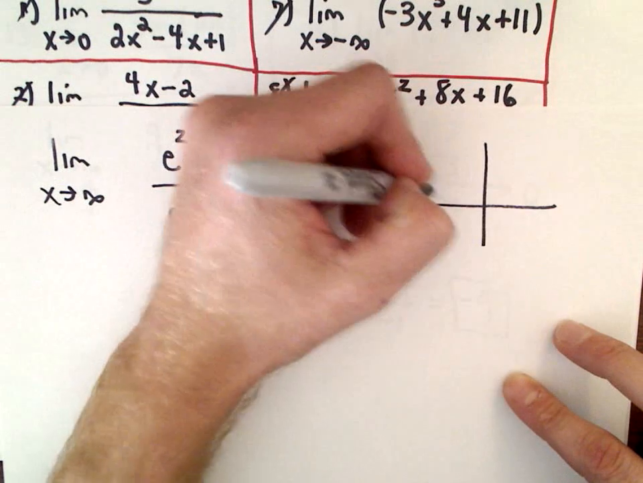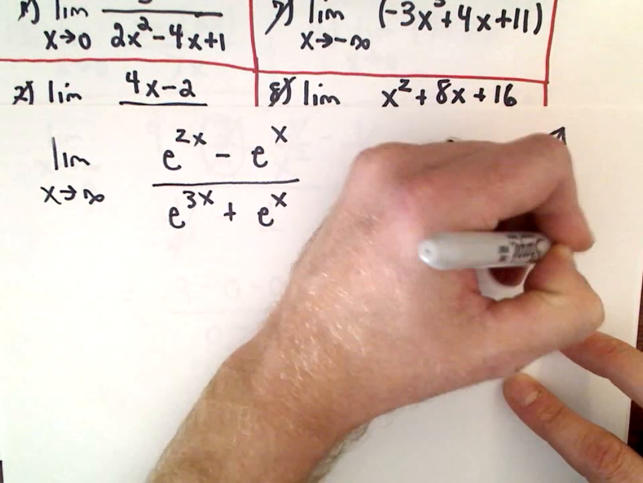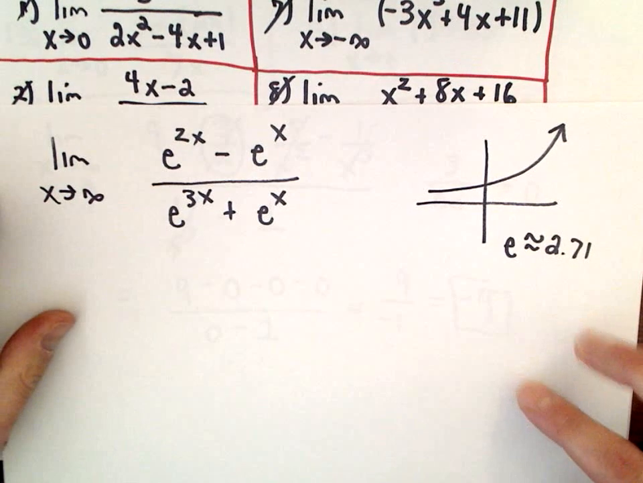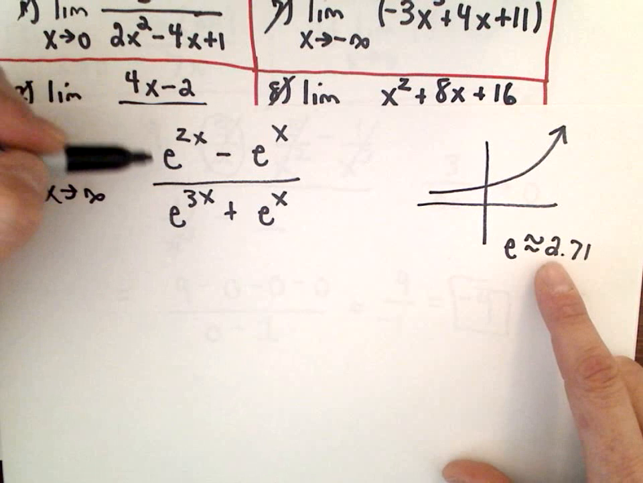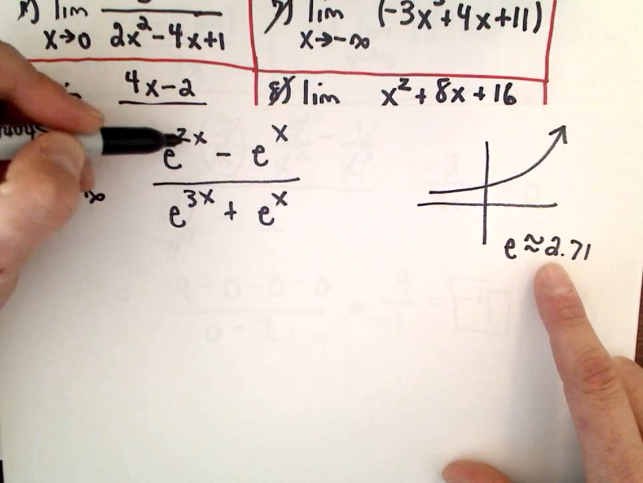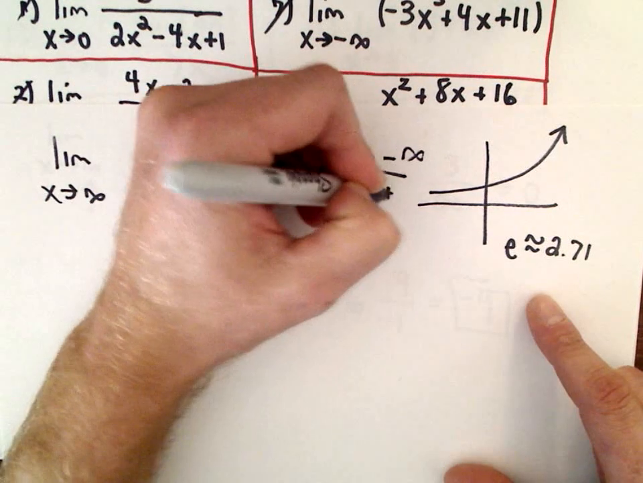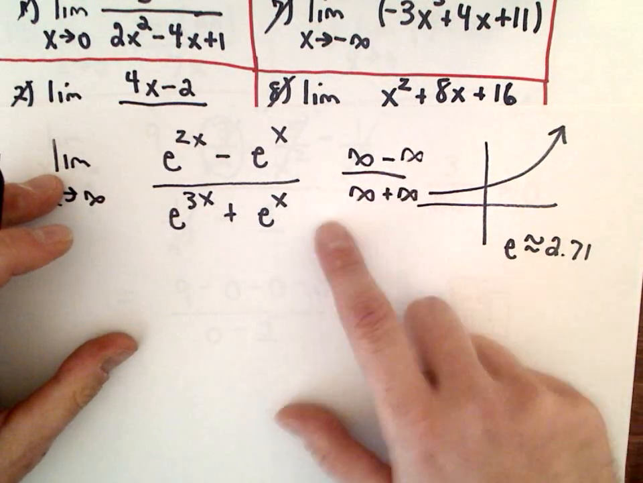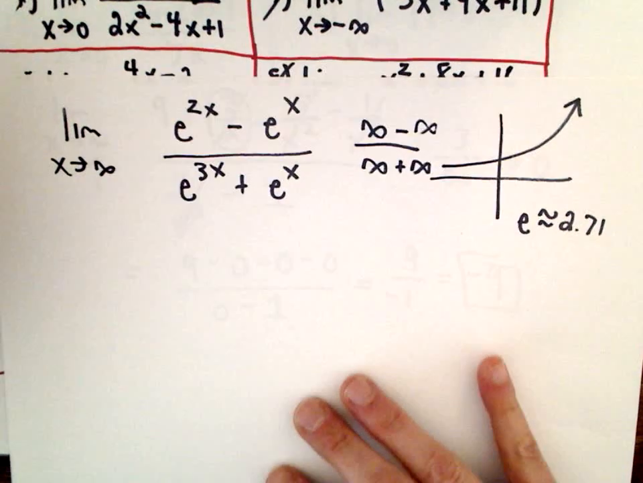Remember the graph of e to the x? It looks like that. Recall e is just a number. It's roughly 2.71. So again, if you're really approximating it, you could say I've got 3 to a large power. Well, this is going to be infinity minus infinity over infinity plus infinity. The numerator's indeterminate. Anything could really be going on here. Okay, who knows what's happening?